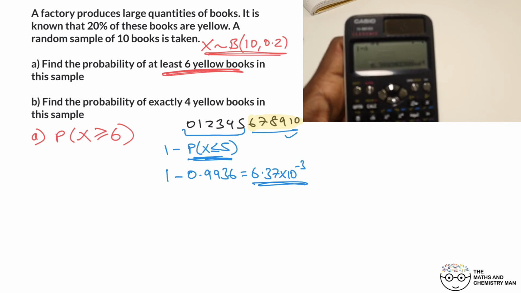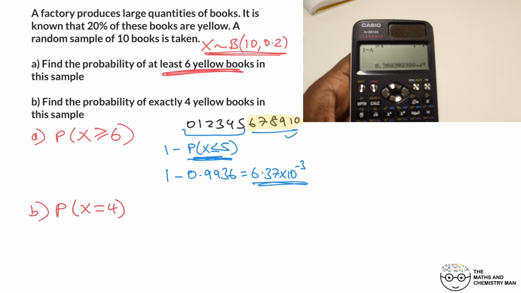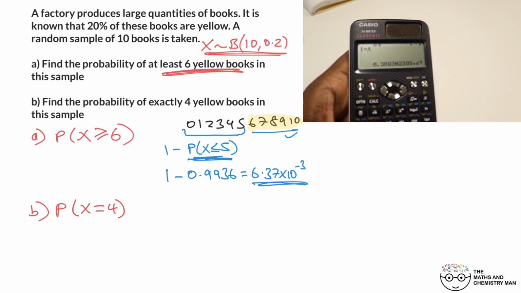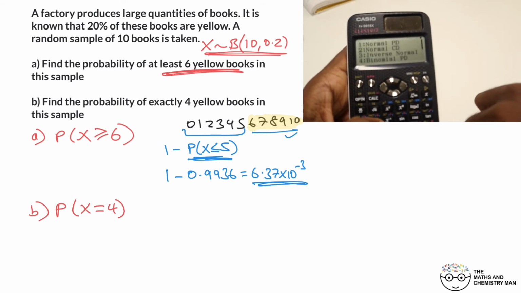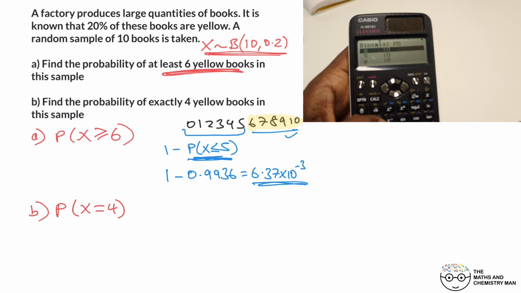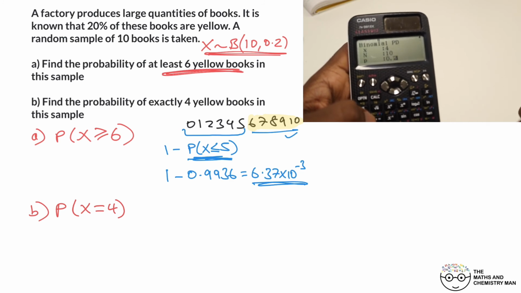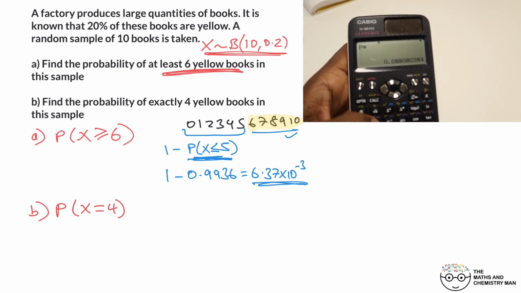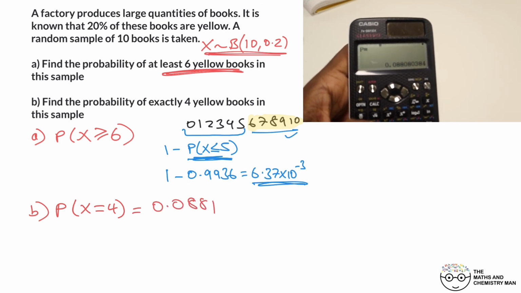And now we're looking for part B. Part B says find the probability of exactly 4 yellow books. So this time we just need the probability that X is equal to 4. We're just looking for one probability here. And remember, when we are looking for that, we need the binomial PD. So let's go to our distribution. Binomial PD, that's 4, go for variable. And now what are we looking for? X is 4. Enter the rest in, so that's 10 and 0.2 again. And there we go, there's our probability. It's 0.0881.